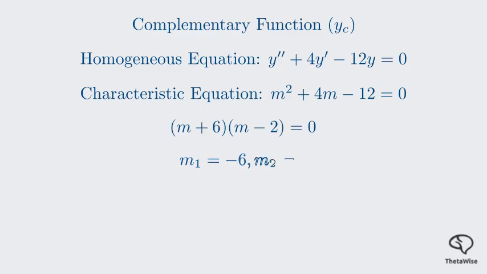Since these roots are real and distinct, our complementary function has a specific form. The complementary function is y sub c equals ae to the negative 6x plus be to the 2x, where a and b are arbitrary constants. This part of our solution is now complete. Next, we find the particular integral y sub p. This is a bit more involved as it depends on the right-hand side of our original equation, which is 3e to the 2x.